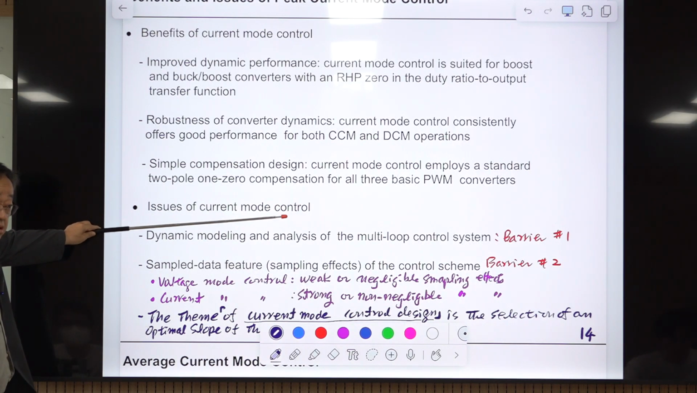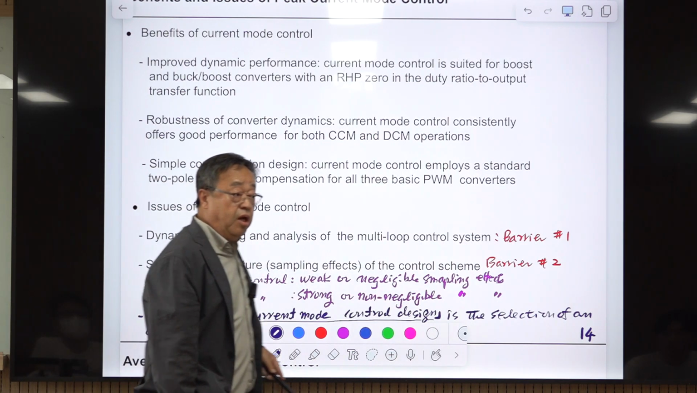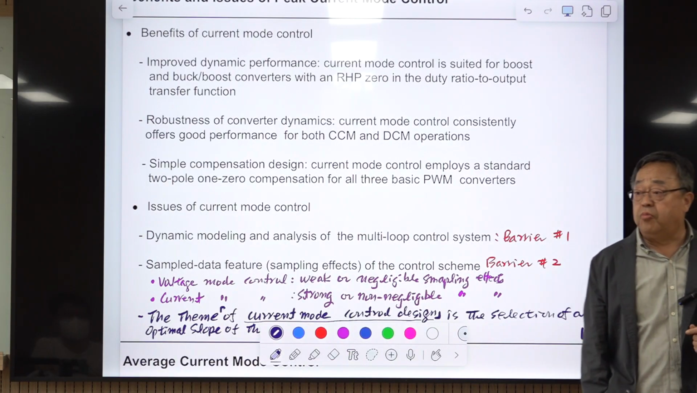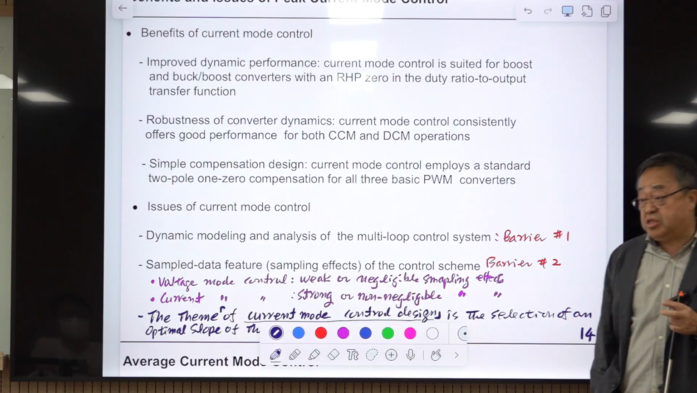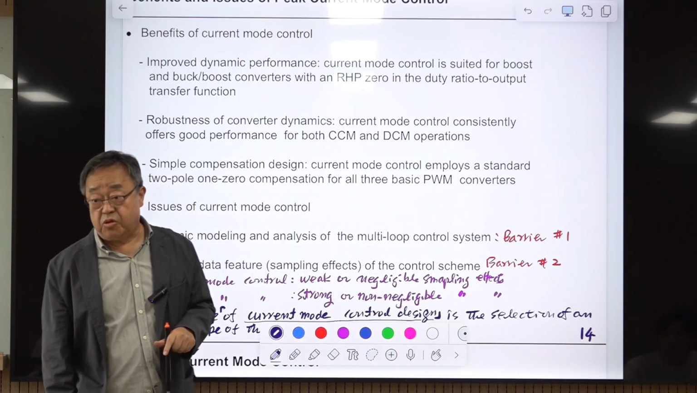Or challenges or technical barriers of current mode control. Many students and many engineers think current mode control is difficult, hard to understand, hard to design, hard to implement, and hard to evaluate the performance of the converter.